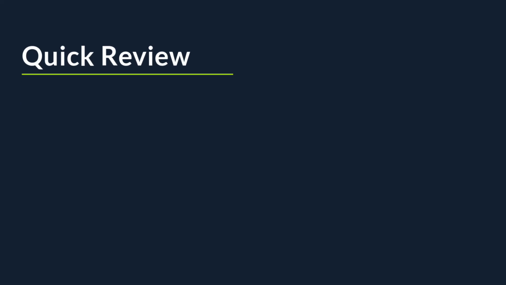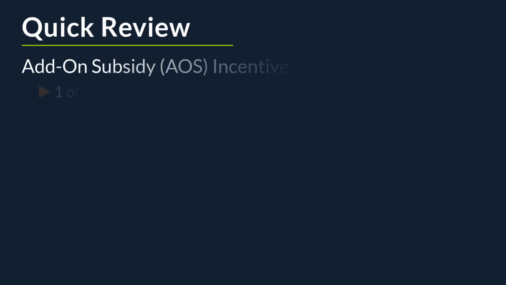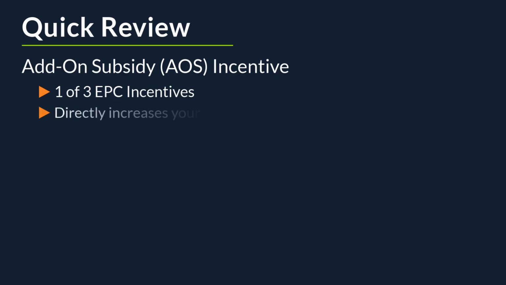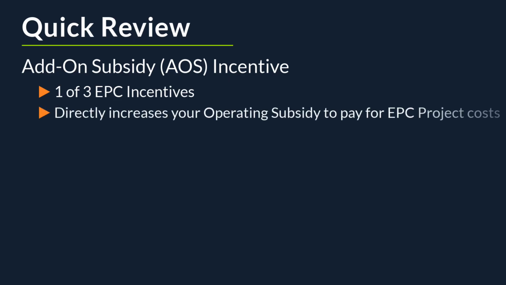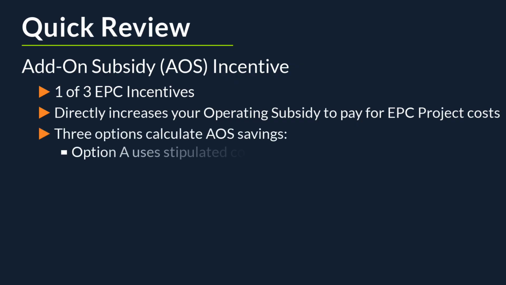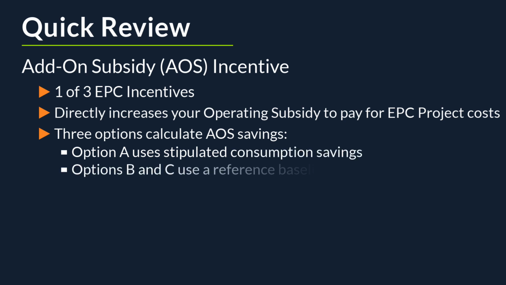Okay, let's do a quick review of what we covered in this video. The Add-On Subsidy incentive is one of 3 EPC incentives that aims to maximize EPC savings for the PHA. AOS directly increases your operating subsidy to help pay for EPC project costs. AOS savings are calculated using one of 3 methods: Option A, which uses a stipulated consumption savings, or Options B and C, which use a reference base. Option B's utility consumption is measured at the equipment, while Option C is measured at the site or project.